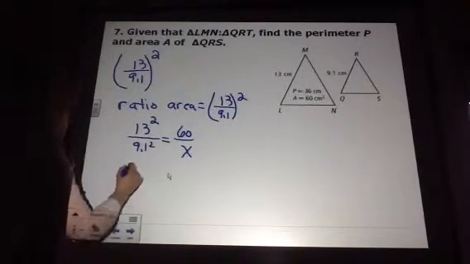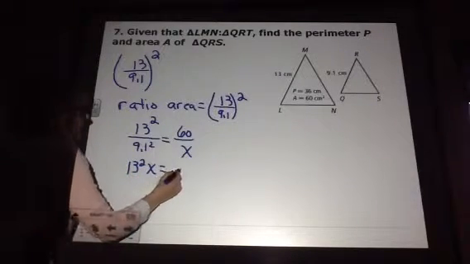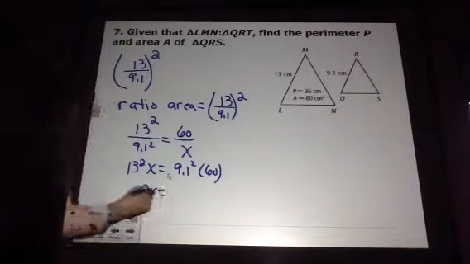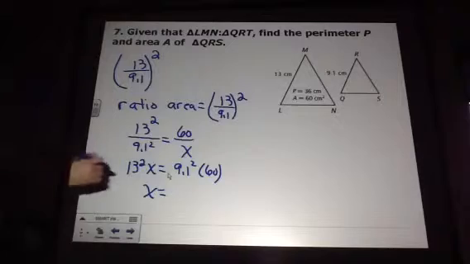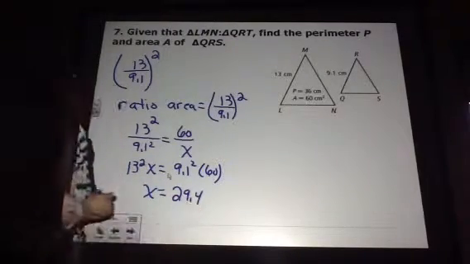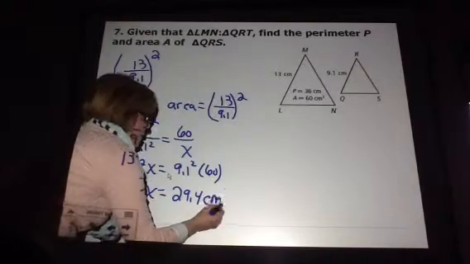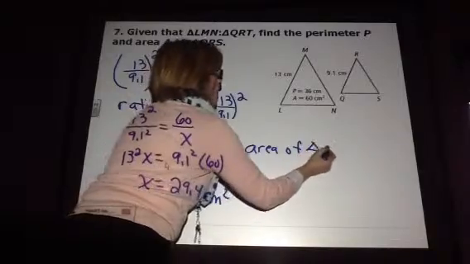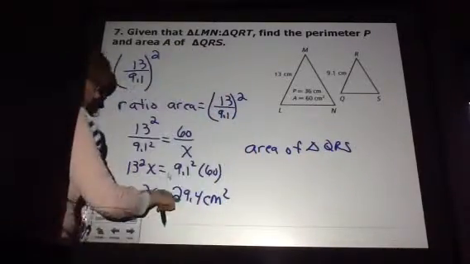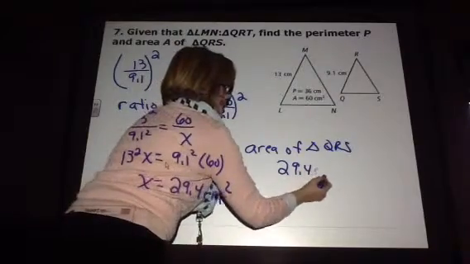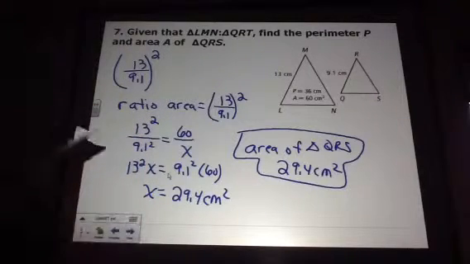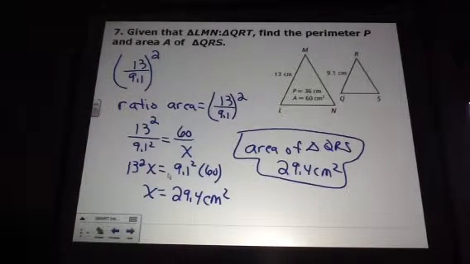Okay, do your cross product. So I have 13 squared times x equals 9.1 squared times 60. Divide by that 13 squared, and you should get 29.4. We are talking about area here, so it's centimeters squared. So area of triangle QRS is 29.4 centimeters squared. Got one more like this.